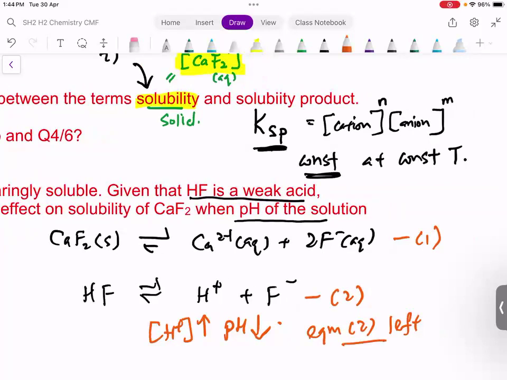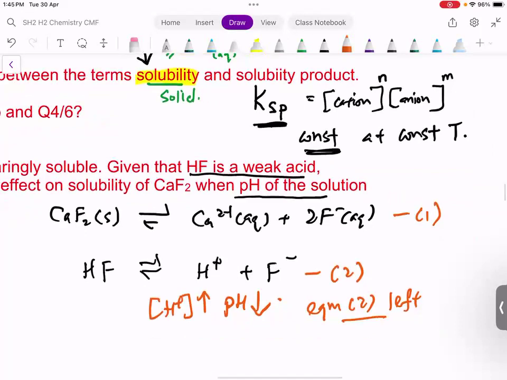Okay, so equilibrium 2 will shift left. Therefore, it will cause your fluoride concentration to drop as well. When your fluoride concentration drops, how does it affect equilibrium 1? Equilibrium 1 will shift to the right to favor the dissolution process in order to partially offset the fluoride concentration drop. So you can see from here that the reaction of the strong conjugate base fluoride with H+, the removal of the strong conjugate base by H+, will cause the calcium fluoride to increase in its solubility.